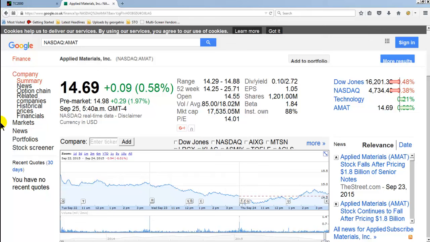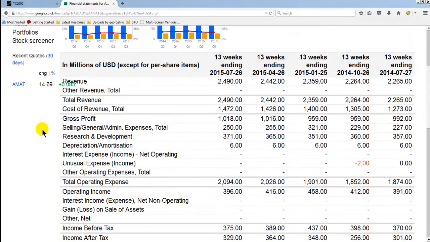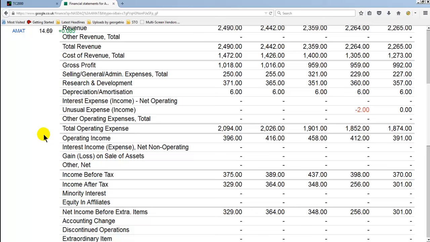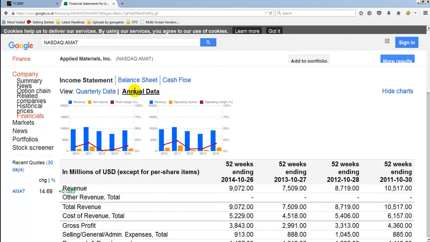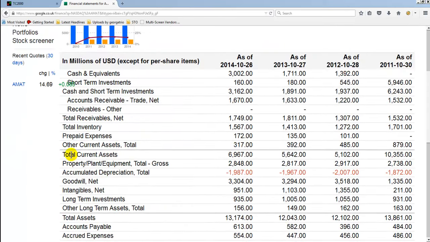If you don't know how to use Google Finance, because I don't want the video to be too long, I will not go deeper. But if you go quickly to the financials, for the Google Finance assist test, we'll check the current assets. We'll compare the current assets to the current liabilities. We check the annual data, and we check the balance sheet. It's a balance sheet, annual data, and we compare the total current assets.